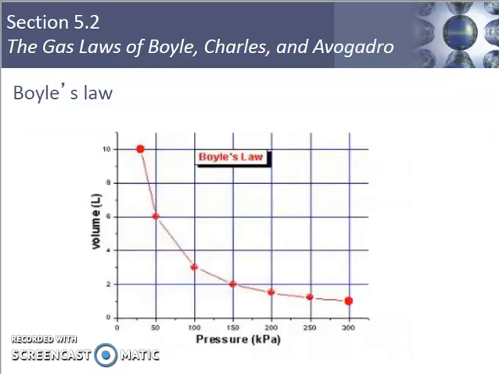A graph of Boyle's law is shown here. So as you can see, we have volume on the y-axis and pressure on the x-axis. And so you'll notice that as the pressure is increasing, our volume is going down. And so when we increase that pressure, that means that there's less space for our gas molecules to move around.